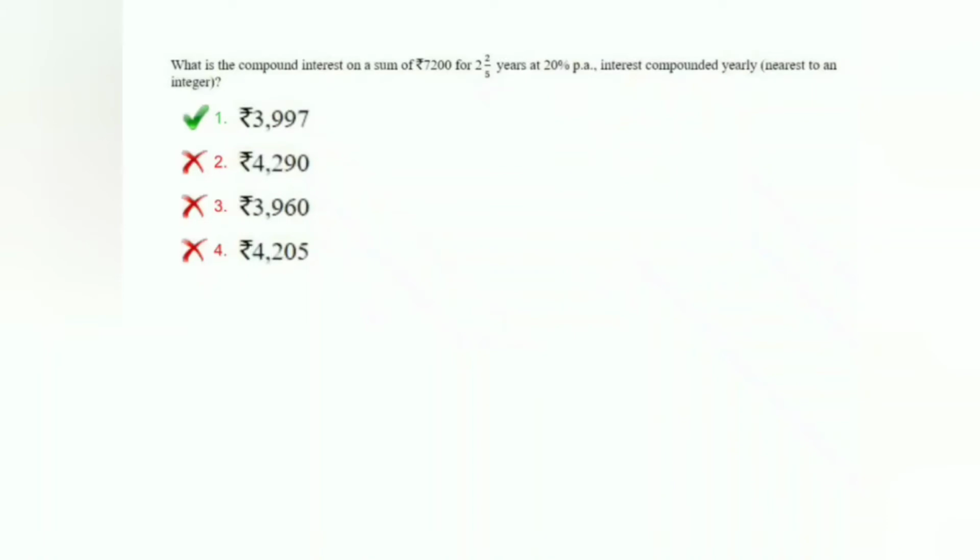What is the compound interest on a sum of 7200 for 2 2/5 years at 20% per annum, interest compounded yearly, to the nearest integer? Now see here, sum is 7200 and it is given 2 2/5 years at 20% per annum, which means first 2 years it is 20, 20, then for the next fraction of a year it is 20 into 2/5, which means 8%. So it is successive increment.